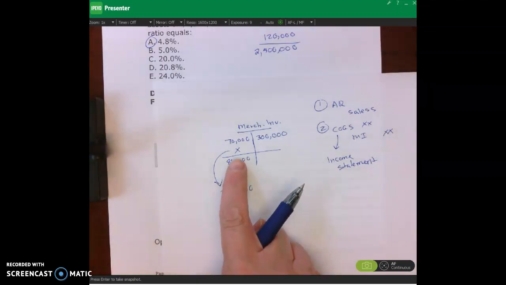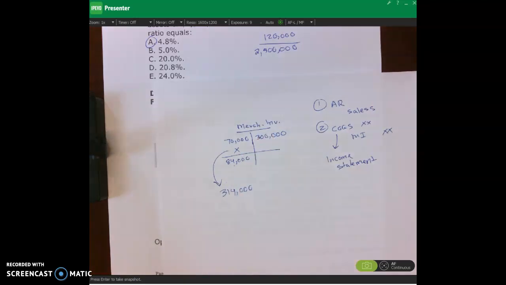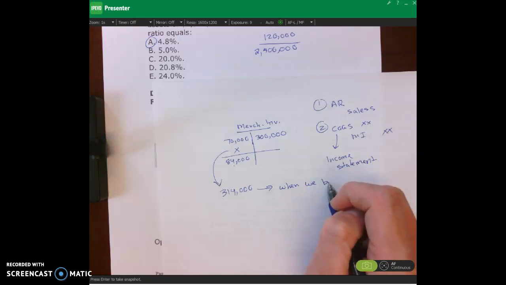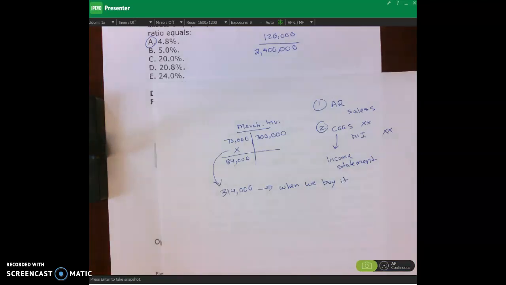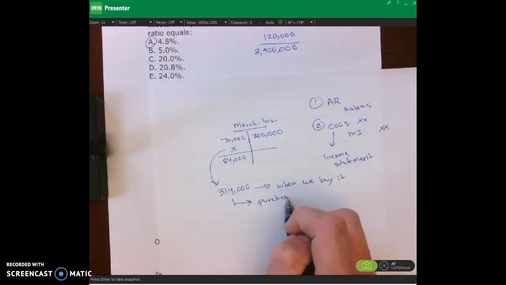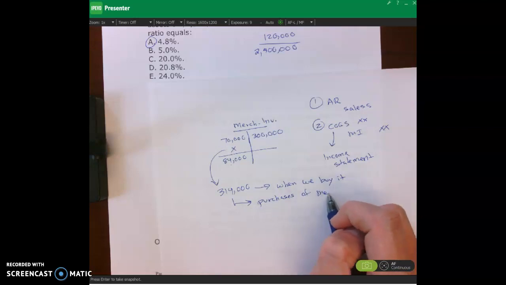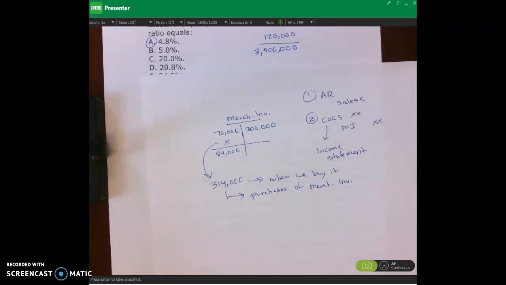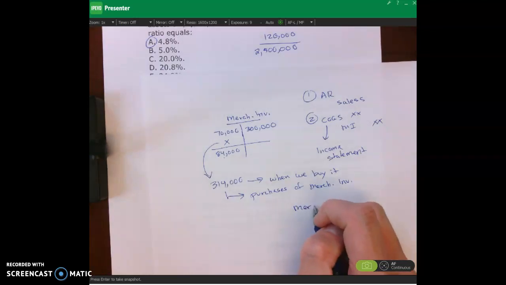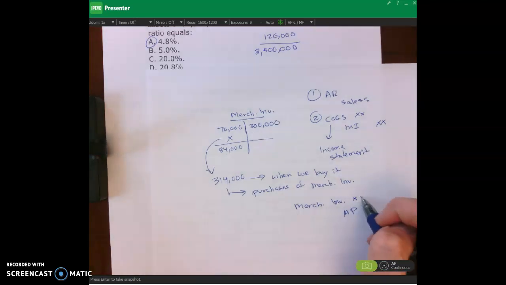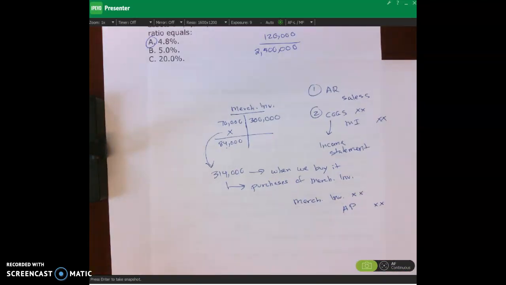Now, what does this $314,000 represent? Well, it's a debit to merchandise inventory, right? When do we debit merchandise inventory? When we buy it. So this represents purchases of merchandise inventory. Because remember the journal entry to purchase merchandise inventory on credit: debit merchandise inventory, credit accounts payable, right? That's our journal entry to purchase merchandise inventory on credit.